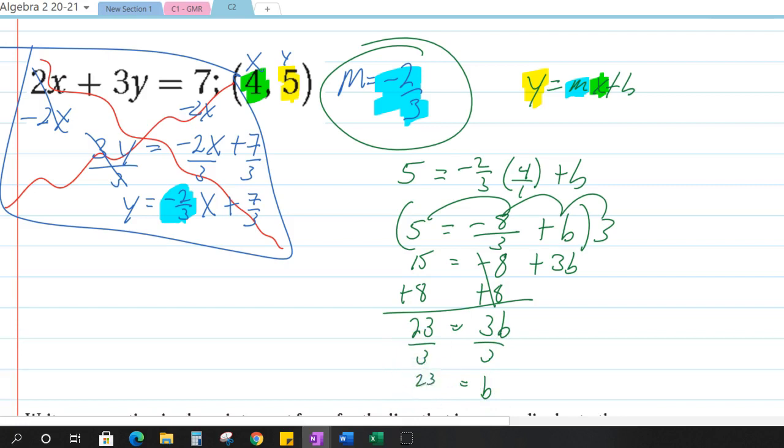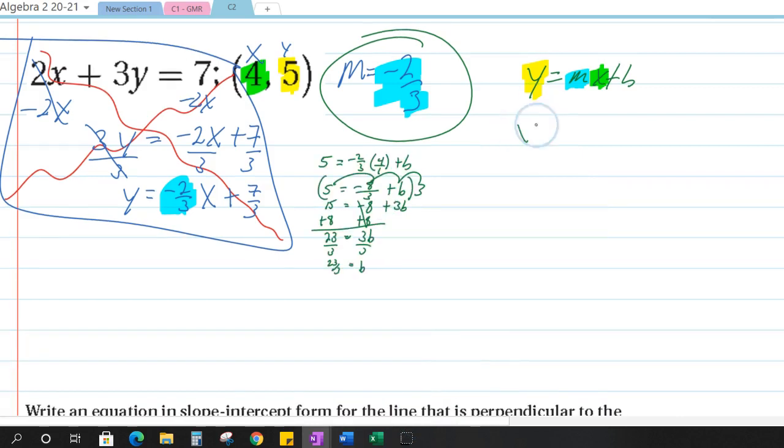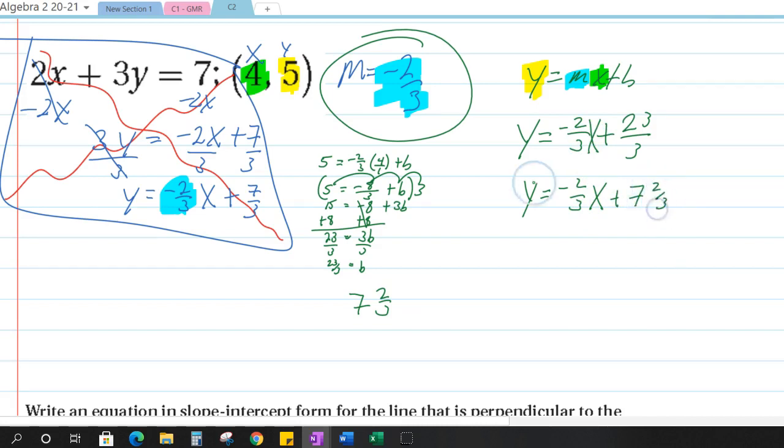Our y-intercept is 23/3. Now I can rewrite the equation. I have y equals, my slope is negative 2/3 plus my b value we just solved as 23/3. Sometimes they'll want a mixed number instead. 3 goes into 23 7 times, and there's 2/3 left over. So we could also say y is equal to negative 2/3 x, don't forget your x, plus 7 2/3.